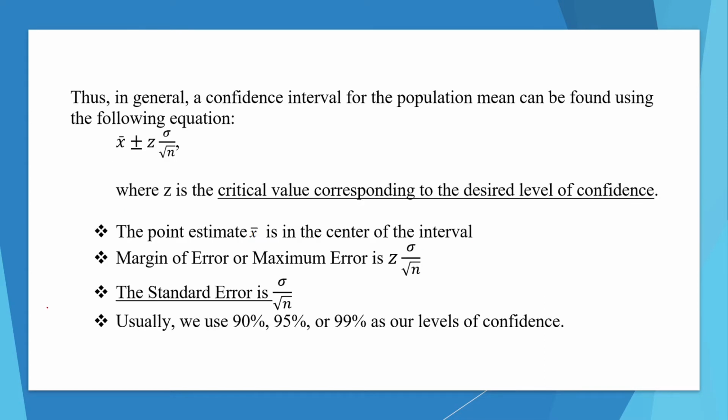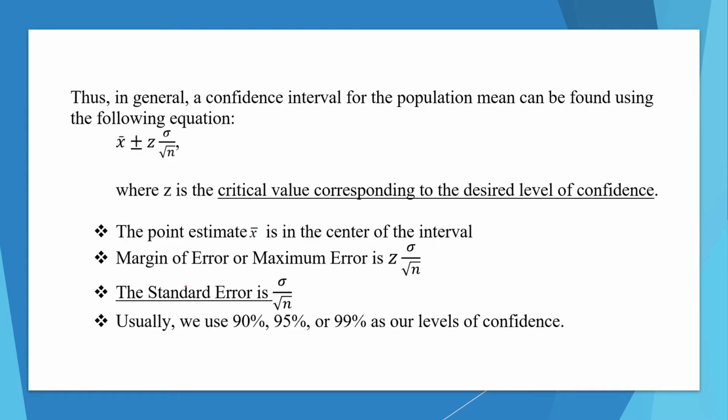Thus, in general, a confidence interval for the population mean can be found by using the following equation. X bar plus or minus z times the standard deviation of the sample divided by the square root of n, where z is the critical value corresponding to the desired level of confidence. The point estimate is x bar, and it is the center of the interval.